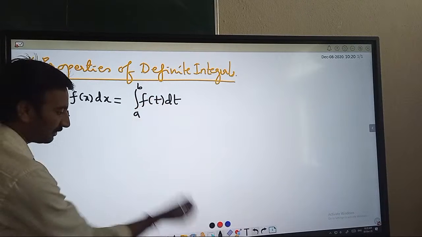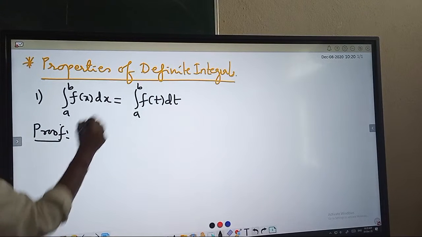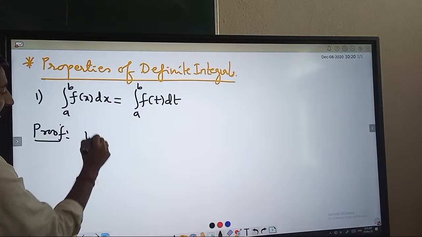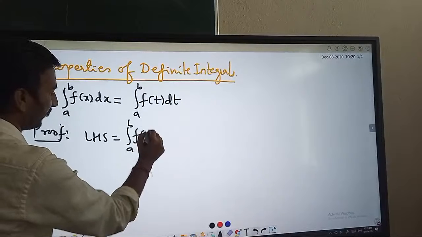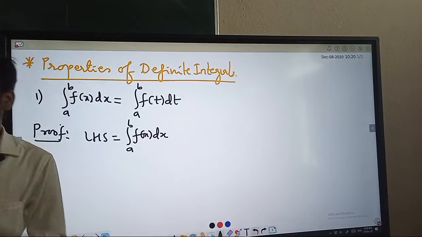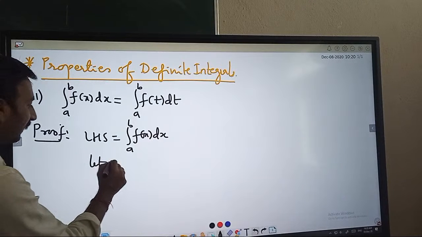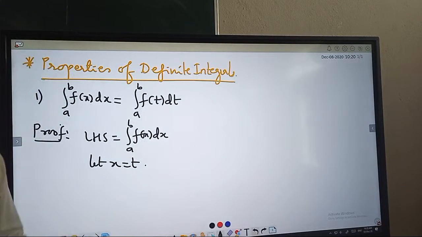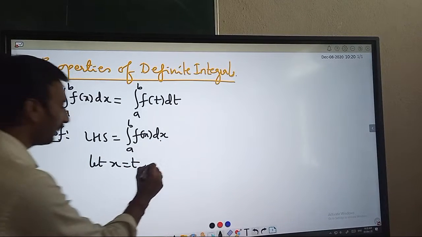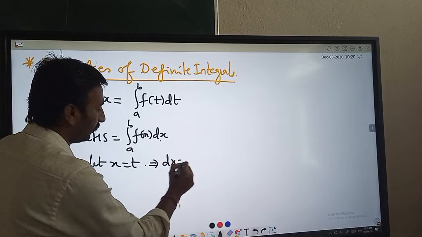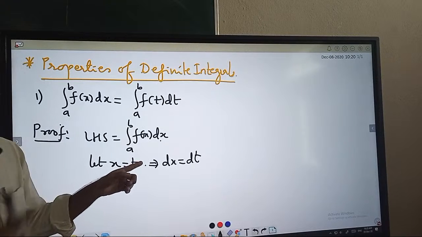Okay, let us prove this property. I take the LHS first; you can take RHS or LHS. LHS is integration from a to b of f of x dx, correct. I want t where I have x, so let us say x equals t. When x equals t, dx has to change into dt. So dx equals dt. Why? The derivative of x is dx, the derivative of t is dt, correct?